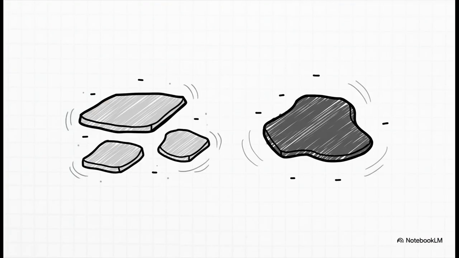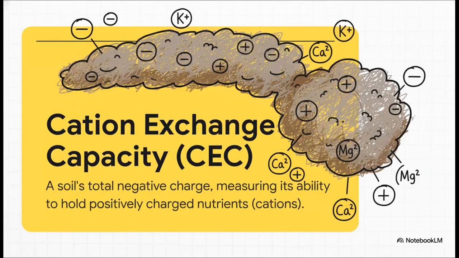Okay, so here is the secret. The key to the whole thing. The absolute tiniest particles in the soil, we're talking about clay and especially that rich dark organic matter, they are not electrically neutral. They carry a negative charge, and that one simple fact is the foundation for the soil's incredible ability to act like a nutrient magnet. The scientific name for this property is the cation exchange capacity, or just CEC for short. It's basically a measurement of the total negative charge in a soil.